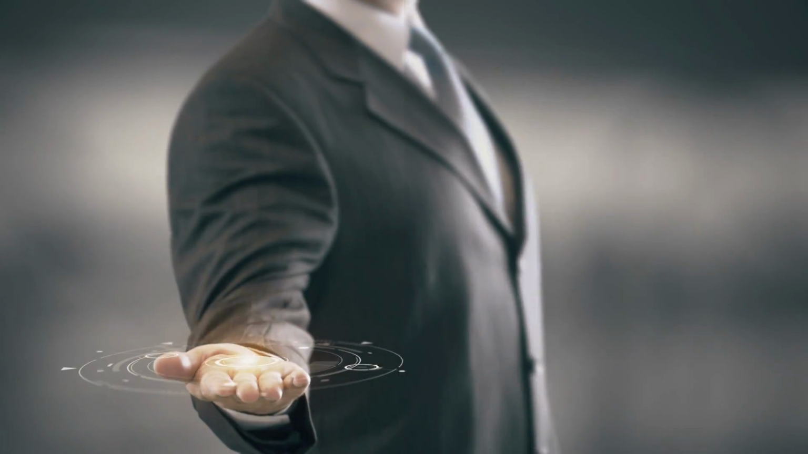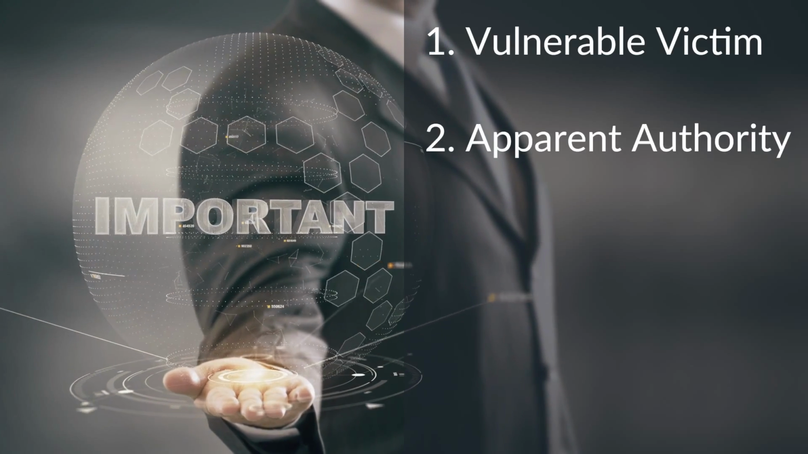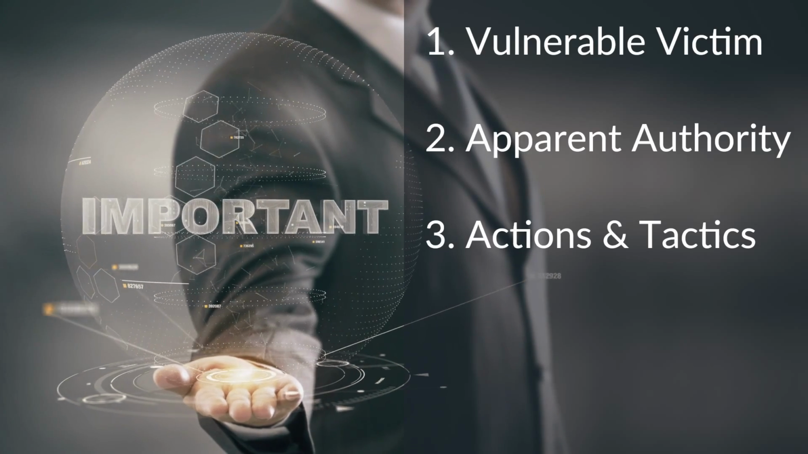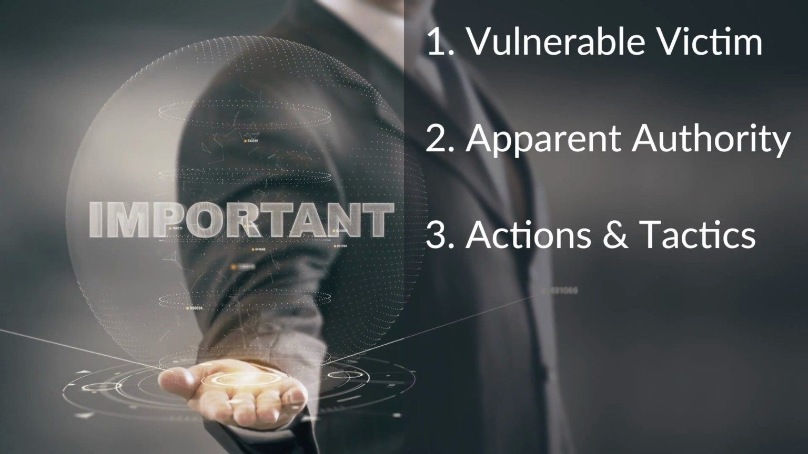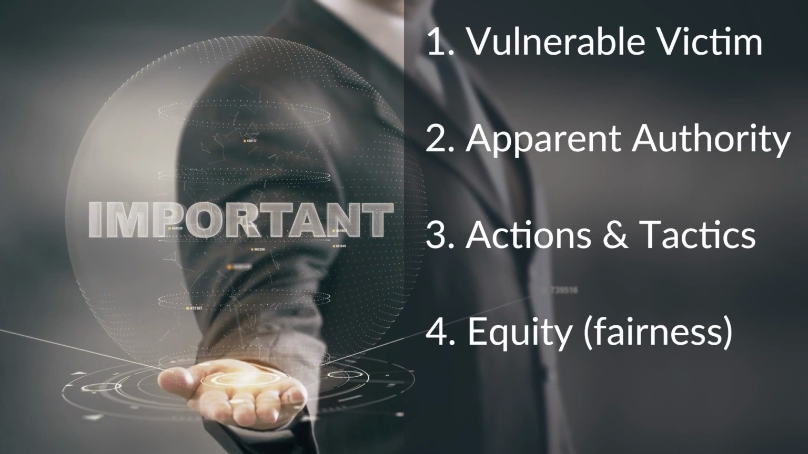To prove undue influence, you need to prove 4 basic elements. Number 1, vulnerability of the victim. Number 2, apparent authority of the wrongdoer. Number 3, actions and tactics used in unduly influencing the victim. And number 4, an inequitable result.